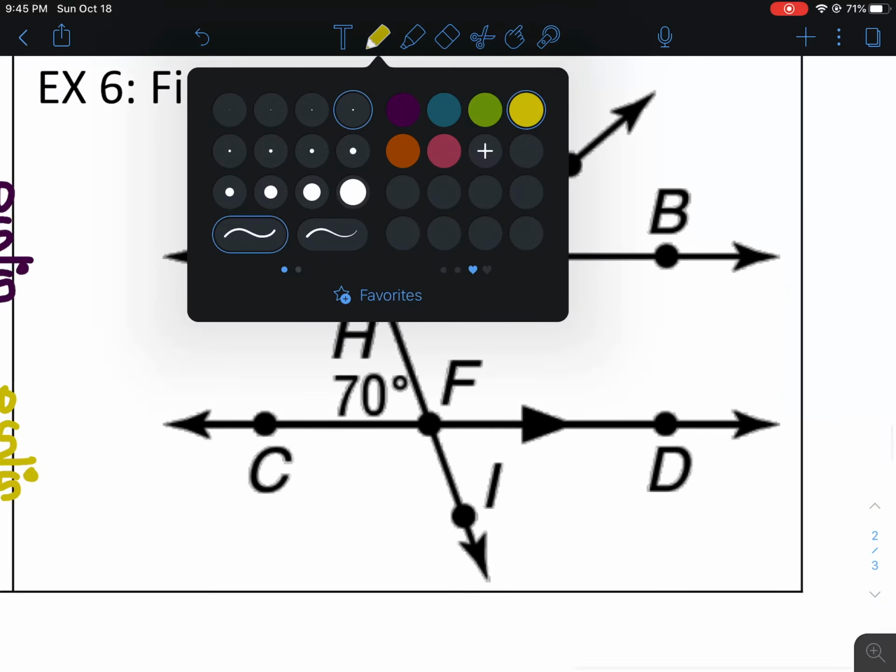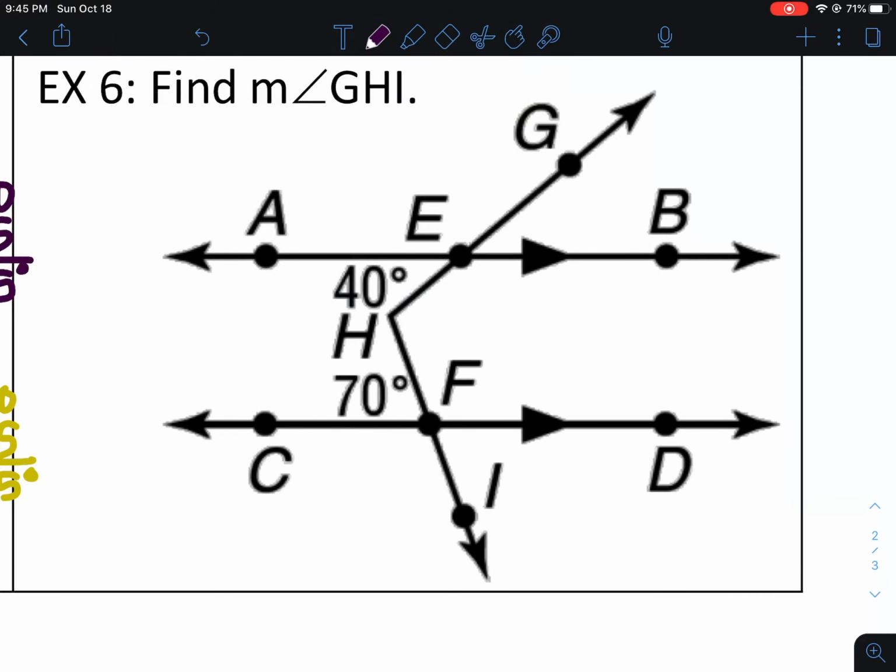Last but not least, example 6. Find the measure of GHI. This is 40 degrees. This is 70 degrees. I'm going to do this one pretty similar to the last one. Since this was 40 degrees, this one down here has to also be 40 degrees. This one over here is 70. Now we're trying to figure out this one.